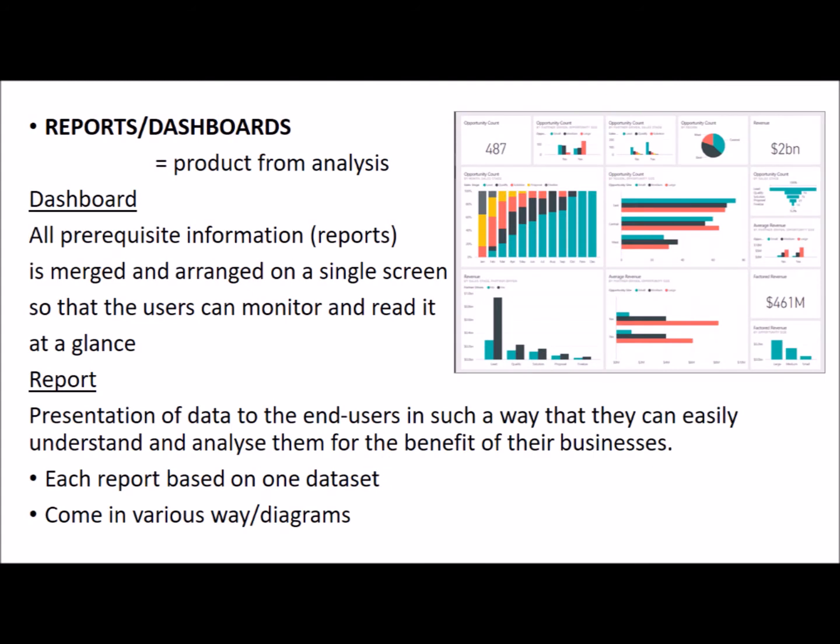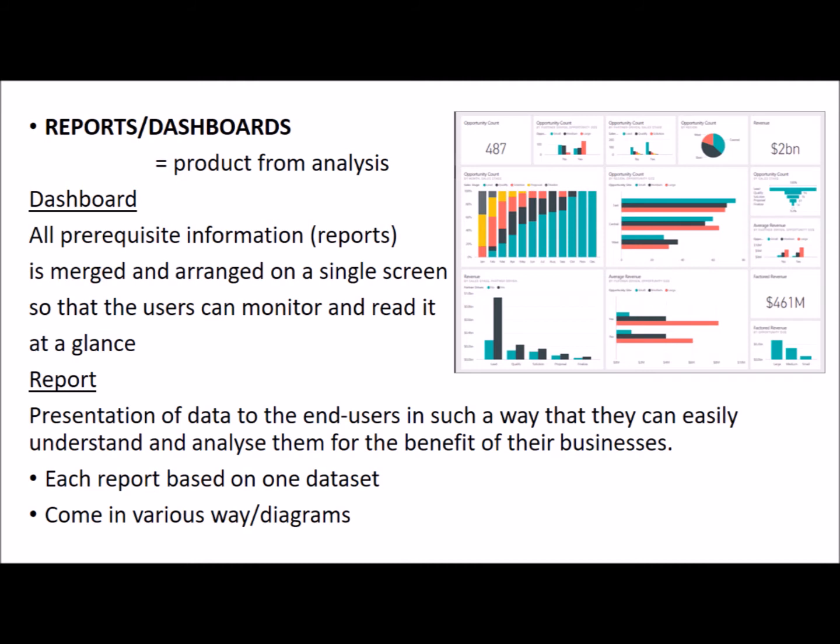The next one is report or dashboard. These are actually the products from the data analysis. A dashboard means all prerequisite information and application reports are merged and arranged on a single screen so that the user can monitor and read it at a single glance. So this is an example of a dashboard, consisting of multiple types of information in a single screen.